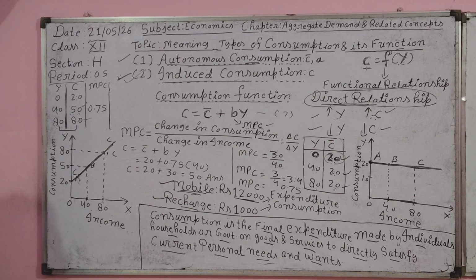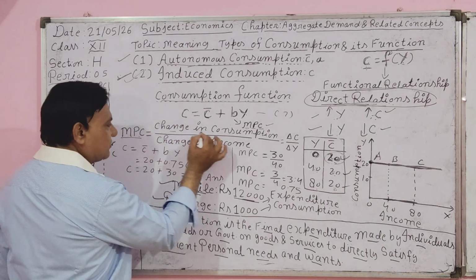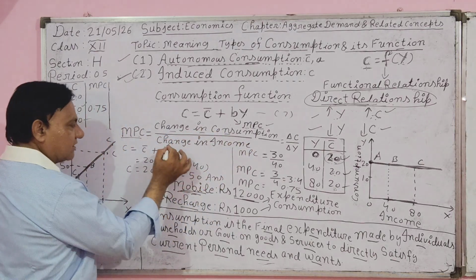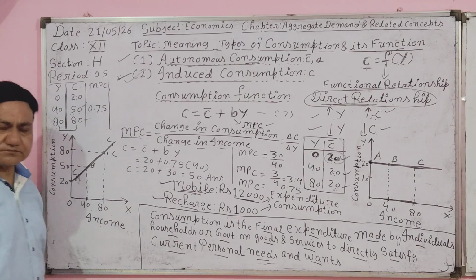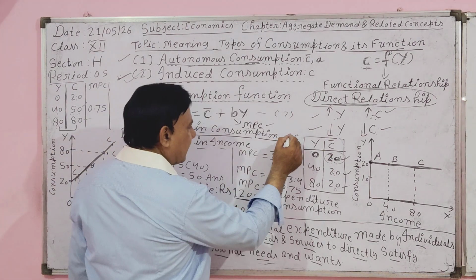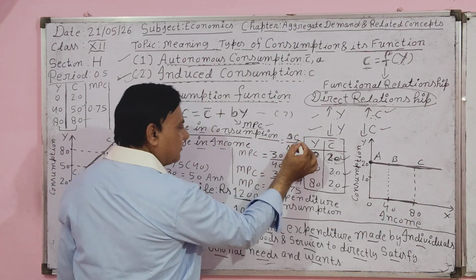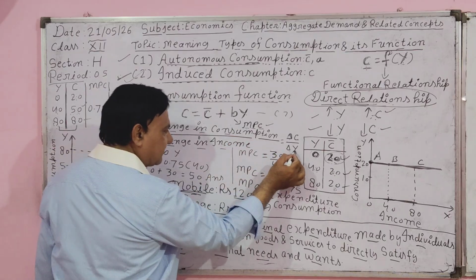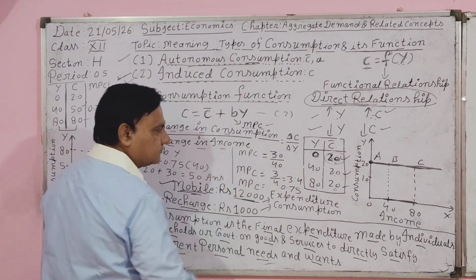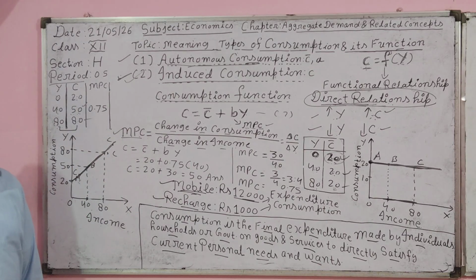Marginal propensity to consume can be defined as MPC is the ratio of change in consumption and change in income. It can also be written as delta C upon delta Y. Delta C means change in consumption, delta Y means change in income. This MPC can be further explained with the help of numerical example.